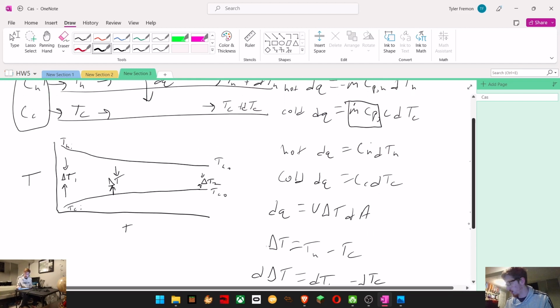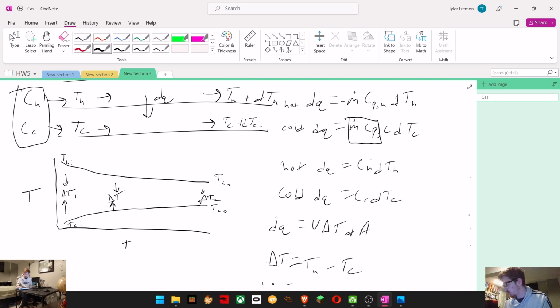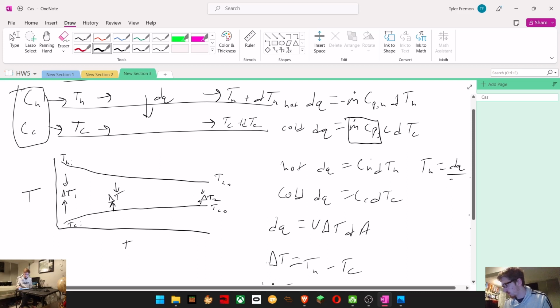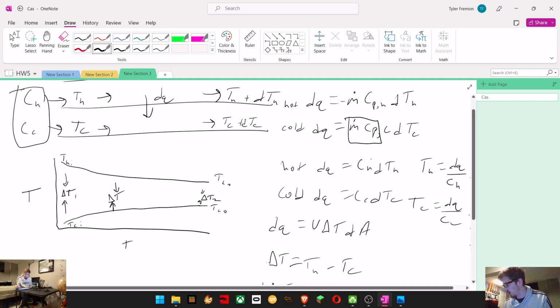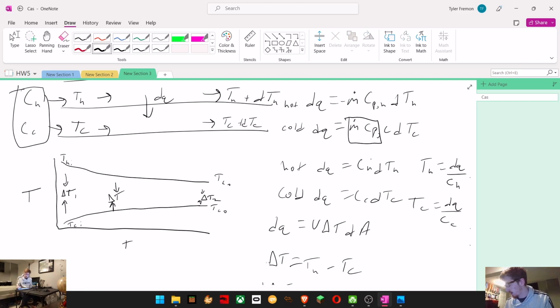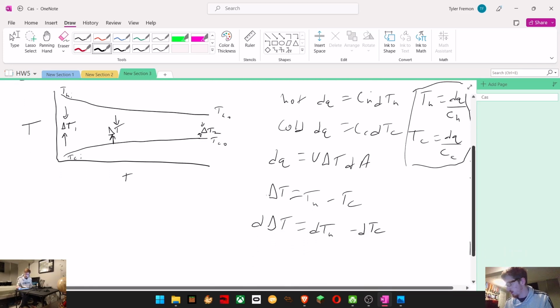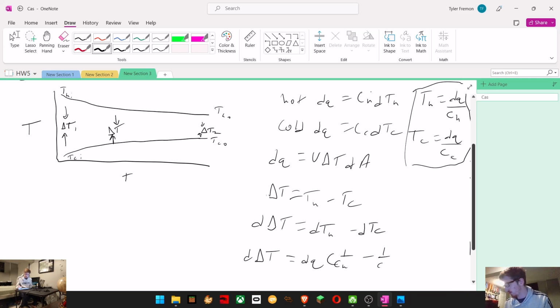And if we go back up to our dq here, we also have dTh is equal to dq divided by CH. And same thing with the cold stream, we have dTc is equal to dq over CC. We can go ahead and plug these in to our equation we just came up with. And we have d delta T is equal to, now I'll go ahead and pull out the dq, we have dq, then 1 over CH minus 1 over CC.